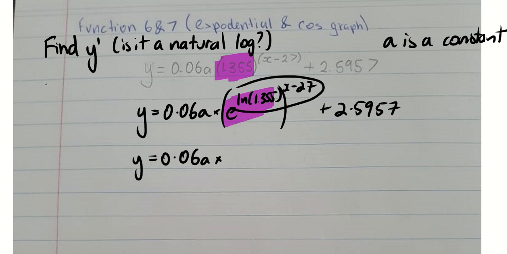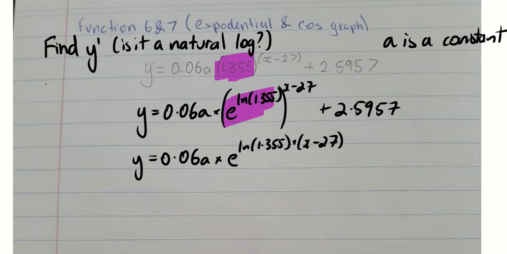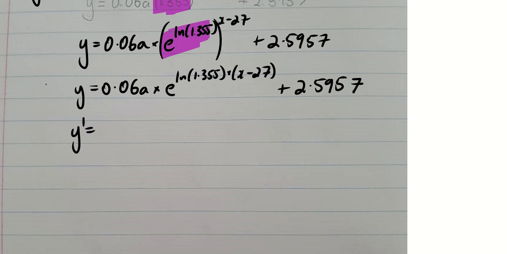Now we can use the power of a power index law to multiply these two powers. I'll end up with natural log of 1.355 multiplied by x minus 27, and add this thing on at the end. Just to make it neat, I'm going to give myself a little space because now I'm going to have a go at differentiating this function. Because I've got e to some power that involves x, I should be able to differentiate that using chain rule.